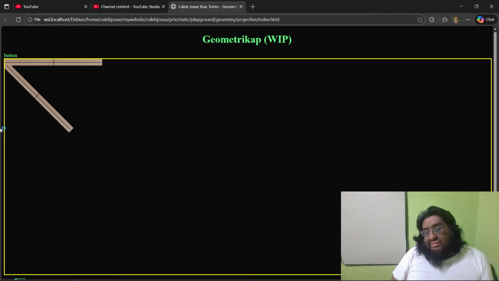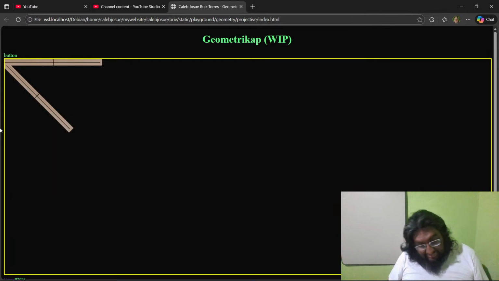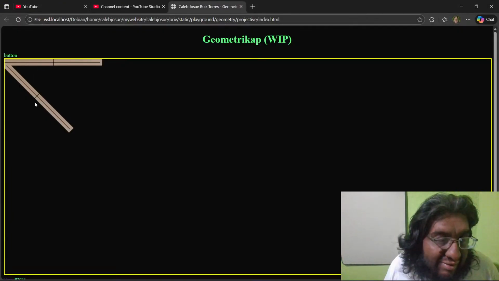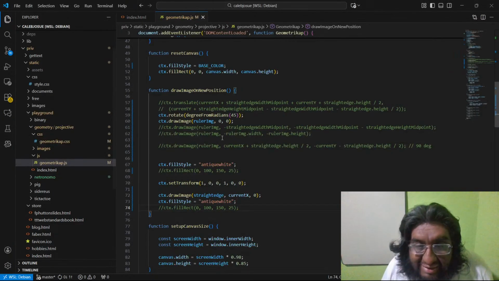How much? Minus, minus the width of the straight edge in the x coordinate, because let's tackle some numbers over here. Let's tinker.